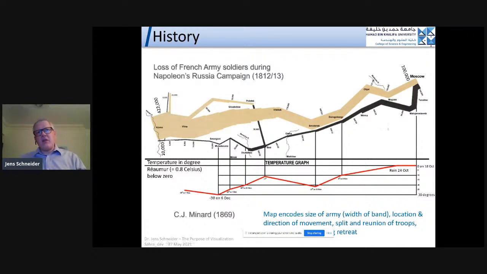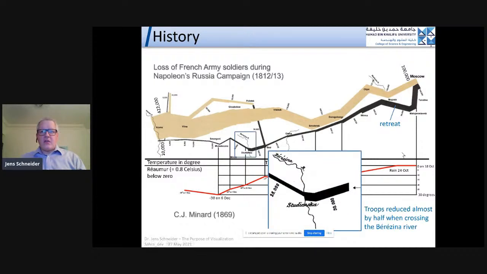And you can relate this here as a kind of time graph with the temperature and with the geographic location. So this is one example where troops were reduced almost by half when crossing this river here.